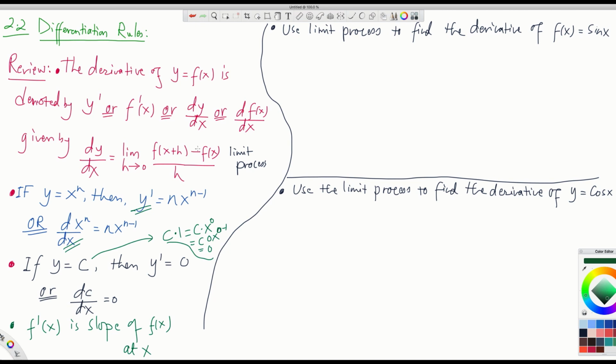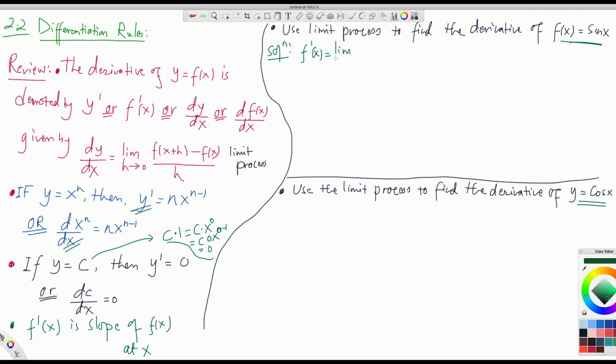So before I go to the shortcut formulas, I'm going to find the formula for the derivative of y equals sine x, or f(x) equals sine x, and y equals cosine of x. Let's do this. The solution: we have f(x) equals sine x. What you want to do is find f prime of x. What is the formula?